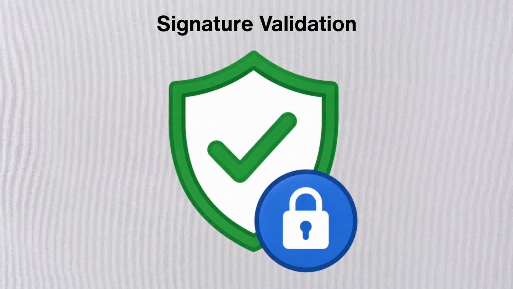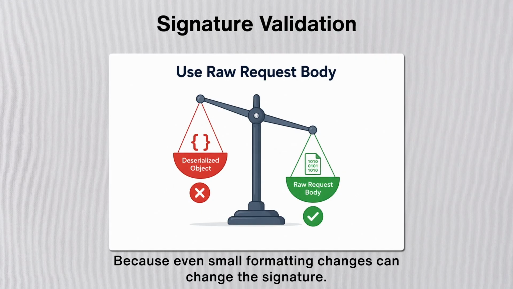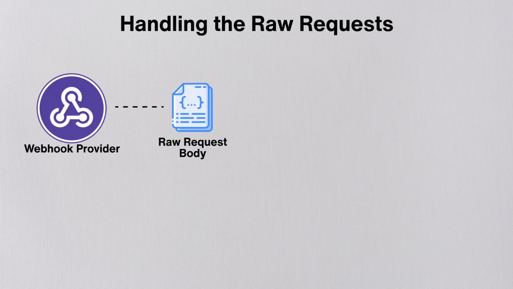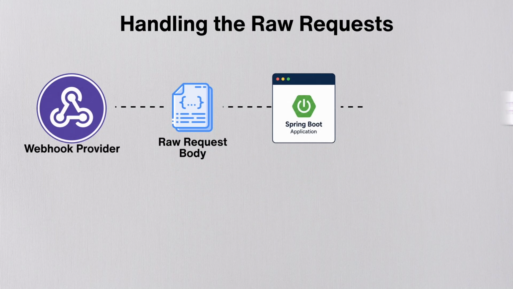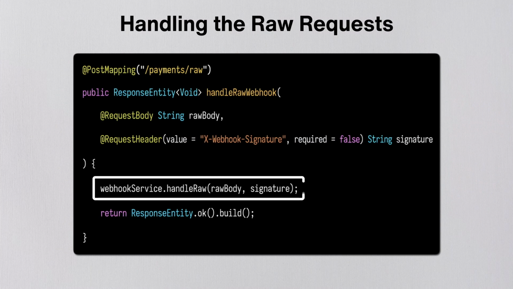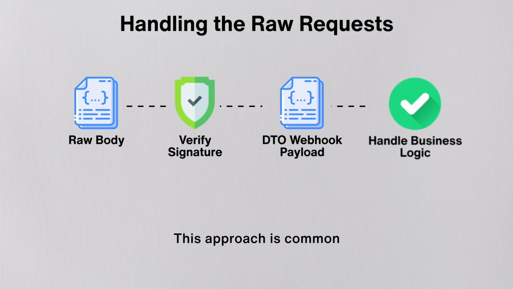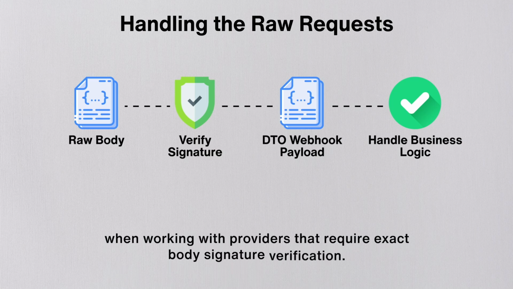Also, when verifying a signature, it is often better to use the raw request body instead of a deserialized object, because even small formatting changes can change the signature. For handling the raw request body, if your provider requires signing the raw body, you can receive the body as a string. Then inside your service, you verify the raw body first. After verification, you can parse it into your DTO using Jackson's object mapper. This approach is common when working with providers that require exact body signature verification.